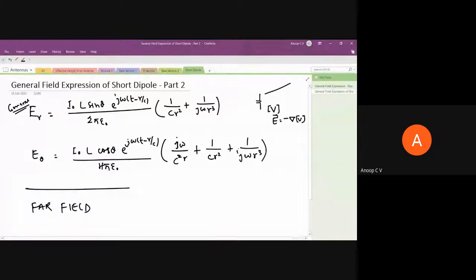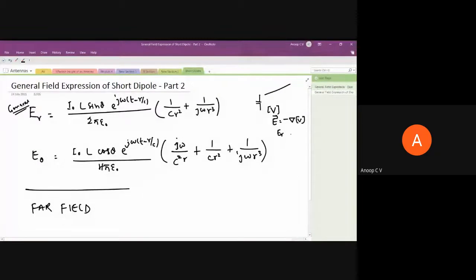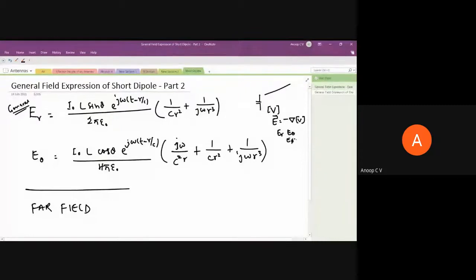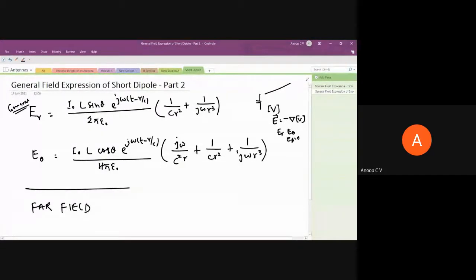Similarly, we found that E_r and E_theta are present, but E_phi is equal to 0. Why? Maybe it's because of the symmetry involved, or because the potential itself is not a function of phi. So because of that, E_r and E_theta are there. These are the general expressions for E_r and E_theta.